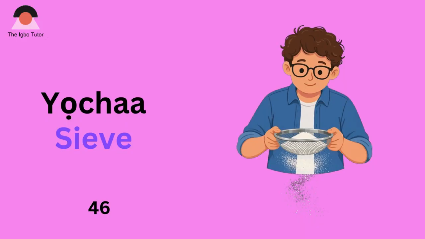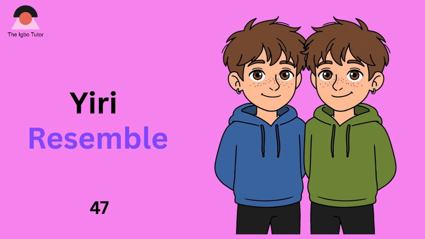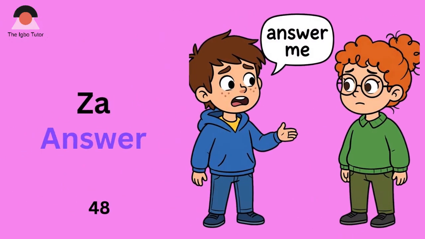We go on to 46. Yocha, sieve. As we do for grain. Yocha, sieve. Take away impurities. We move to 47. Yiri, resemble. Yiri, resemble.